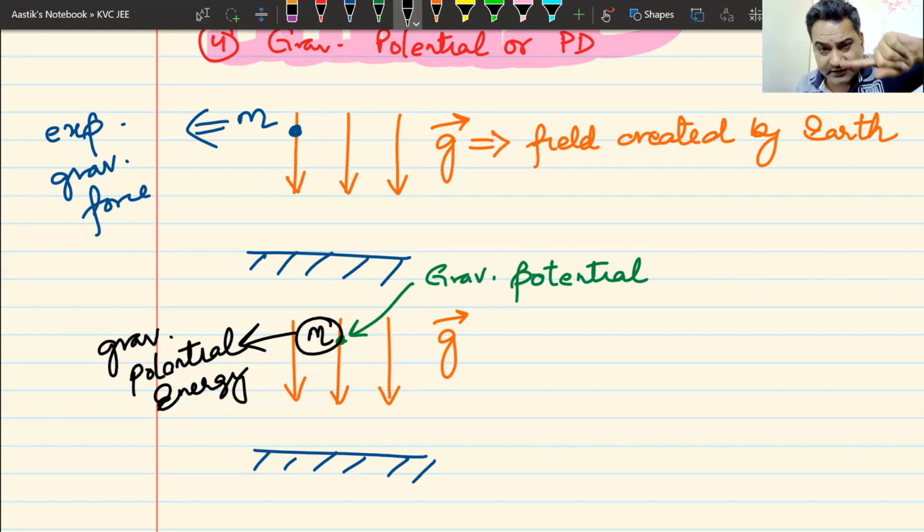Gravitational force, the easier one, everyone sees it. Gravitational field is tough, we don't see it. We can only find out its presence when something experiences force; then there is a field. Third, gravitational potential, we don't see. Fourth, gravitational potential energy, we don't see, but we see the effect it has.